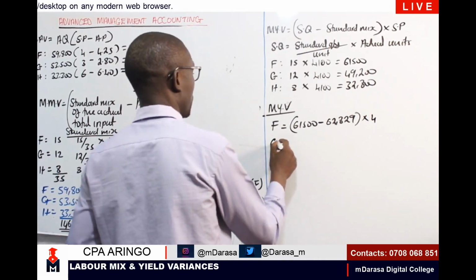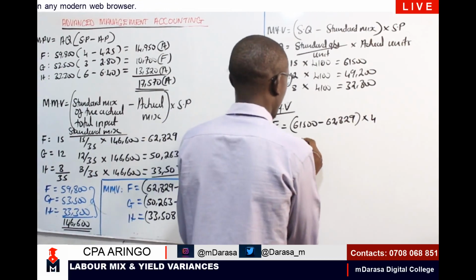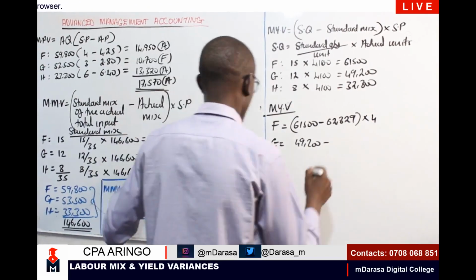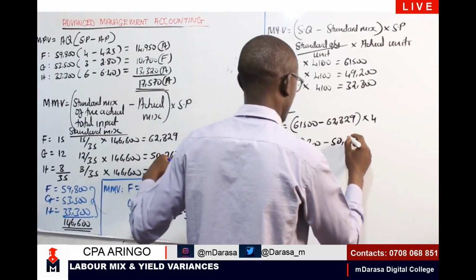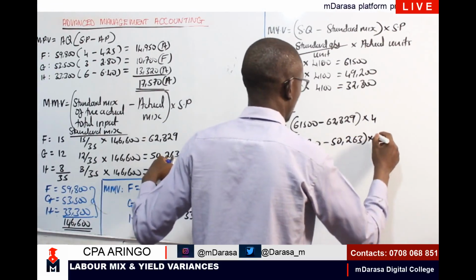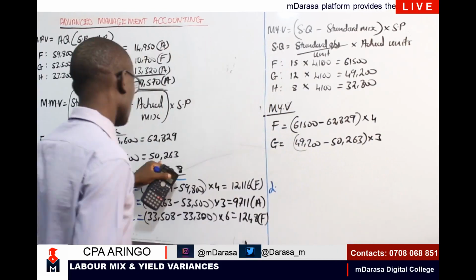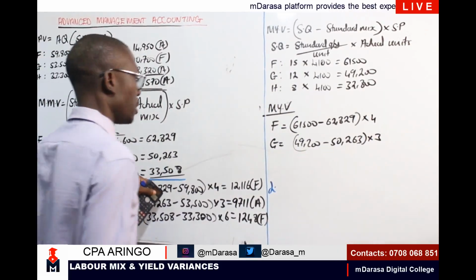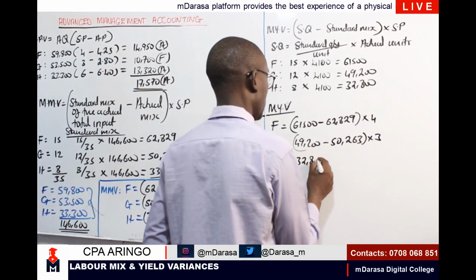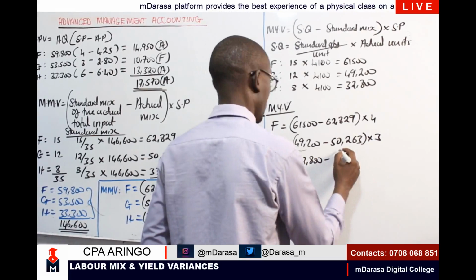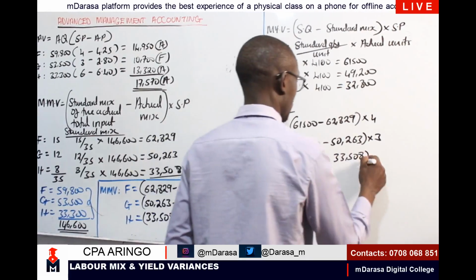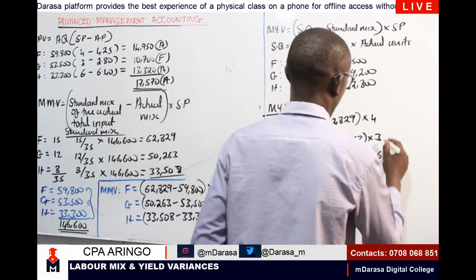For G, the same concept will apply. I'm having 49,200 less the standard mix, which was 50,263. We multiply by the rate, which was 3. Then for H, we have 32,800 less 33,508, times whatever I'm having, which is 6.